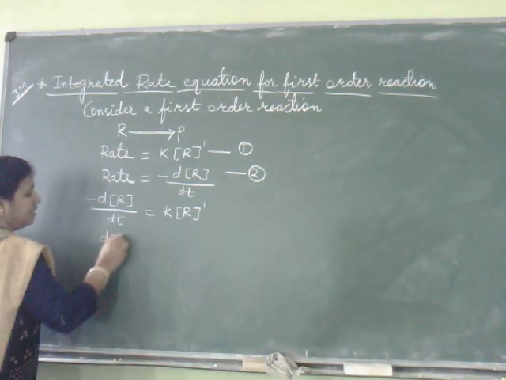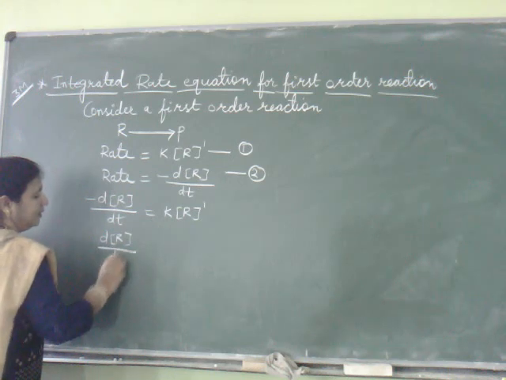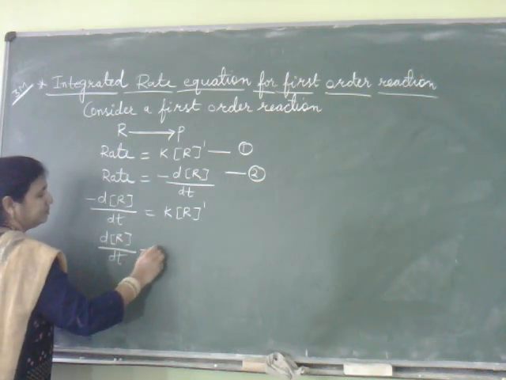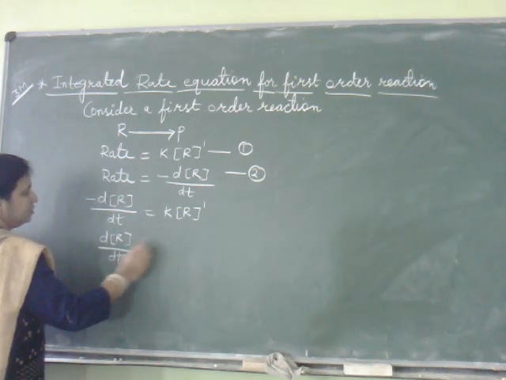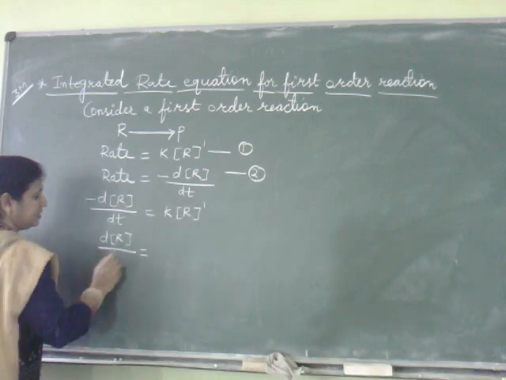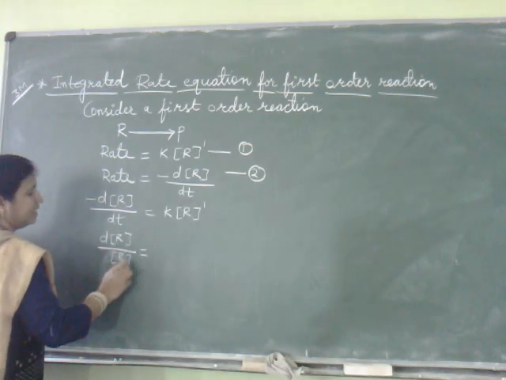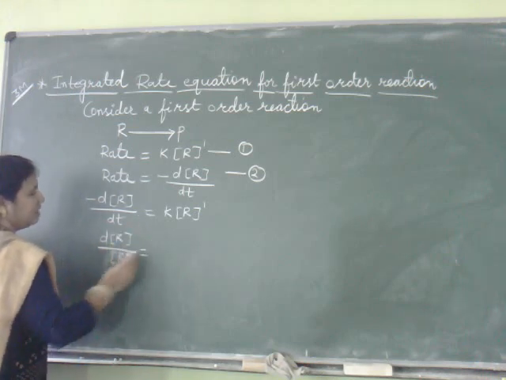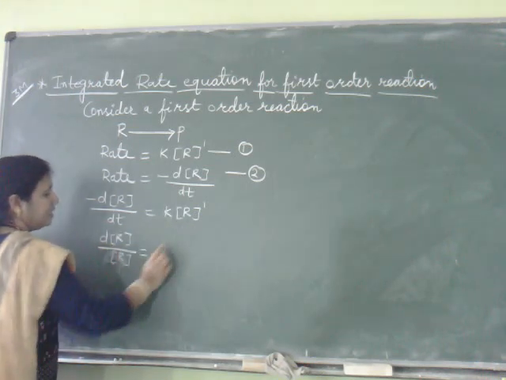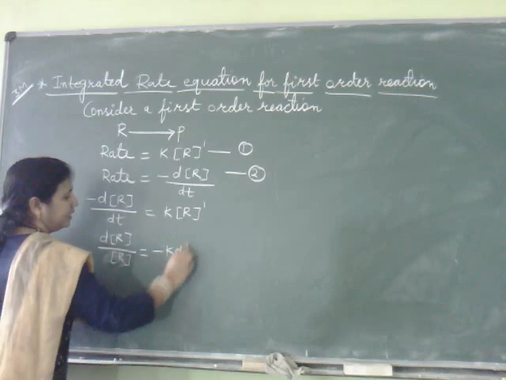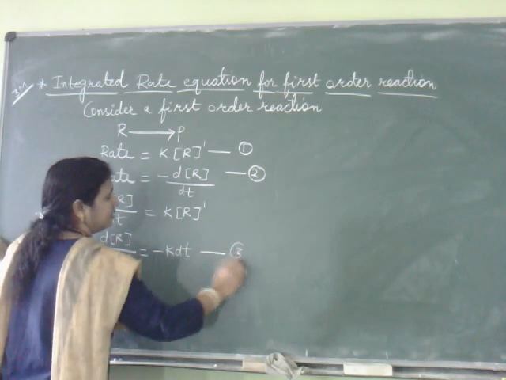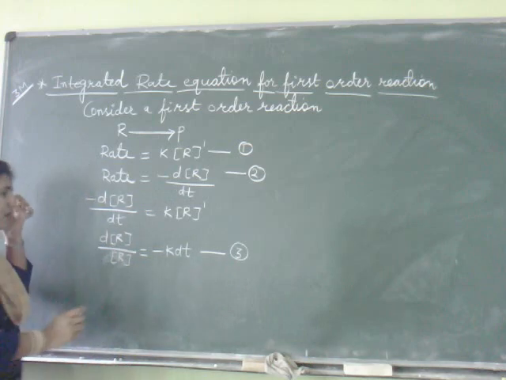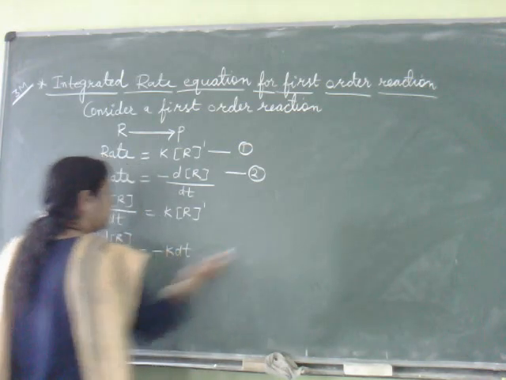Now rearrange this equation. What will we get here? d[R] by [R]: this [R] we take to the other side, and [R] power 1 we can consider as [R], no need to write 1. So here we will get d[R] by [R] is equal to minus k dt. This is our equation number 3.